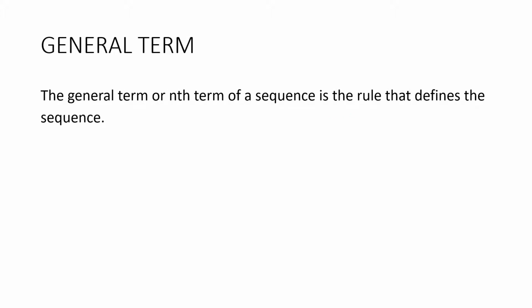The general term or the nth term of a sequence is the rule that defines the sequence. And this is how we write it, in curly brackets. So this is the formula, if you like, that will generate this sequence. We put n equals 1 in, that'll give us 1. Put 2 in, 2 2s are 4, take away 1 is 3. Put 3 in, then put 4 in, put 5 in, etc.